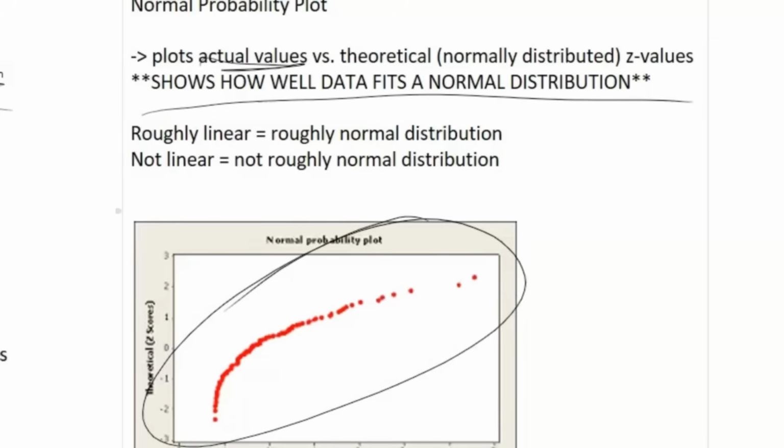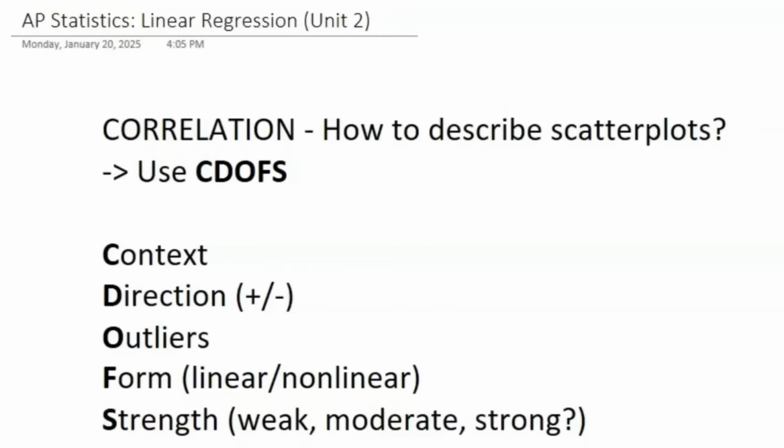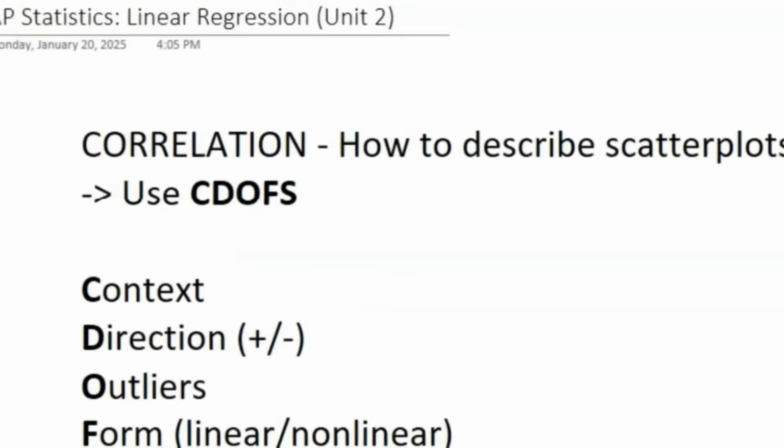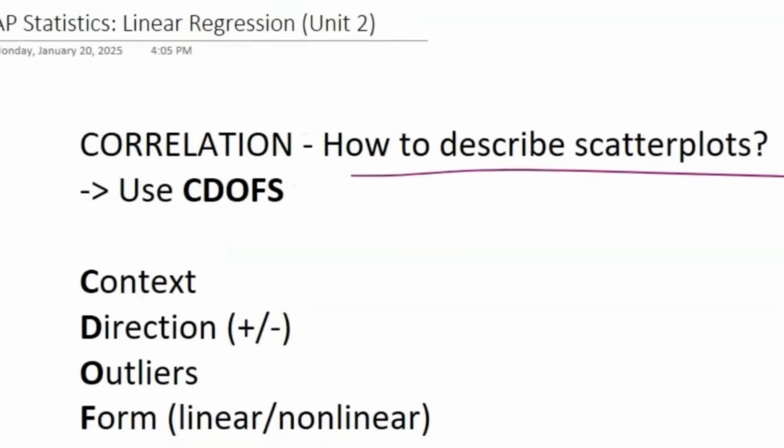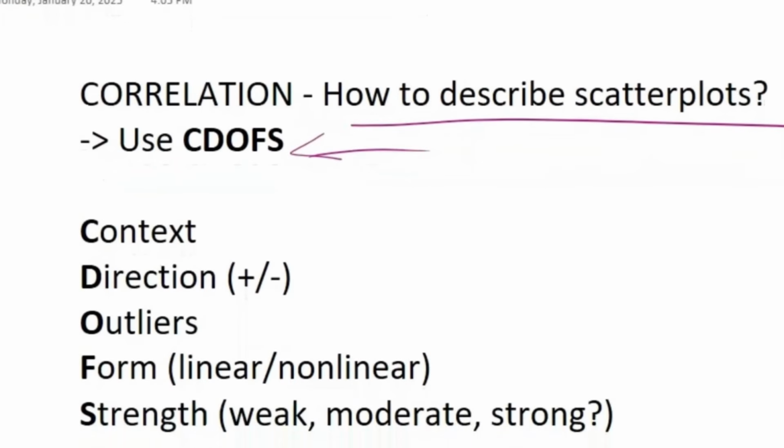And yeah, that does it for everything you need to know for AP Statistics Unit 1. So let's cover the AP Stats Unit 2 content, everything you need to know. So correlation: how exactly do you describe scatter plots? You're going to be using the acronym CDAW. So put it in context, direction is it positive or negative, state any outliers, the form, is it linear or nonlinear, and then the strength of that form. Okay, is it strongly linear, is it weakly linear, all that mumbo jumbo.